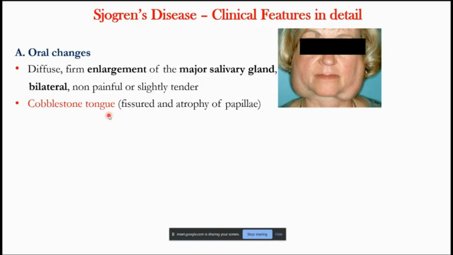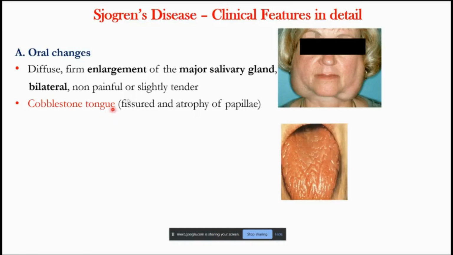The first one is the cobblestone tongue. As you know, the mucosa of the oral cavity is quite smooth, except for, of course, the dorsum of the tongue because there are papillae, and the hard palate where there are rugae. But here you see something called cobblestone tongue. Can you see the difference between your normal tongue and this cobblestone tongue? This looks like a cobblestone, which you see when you're walking on a path, which is laid down.